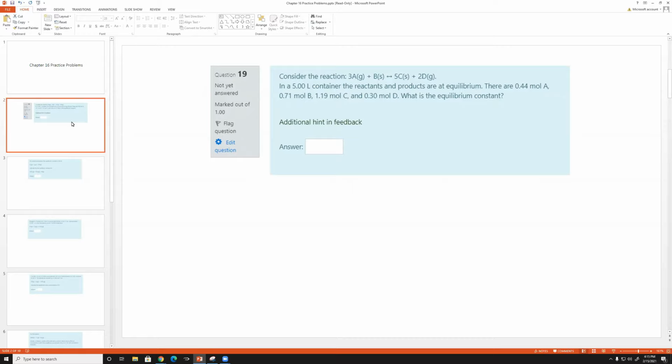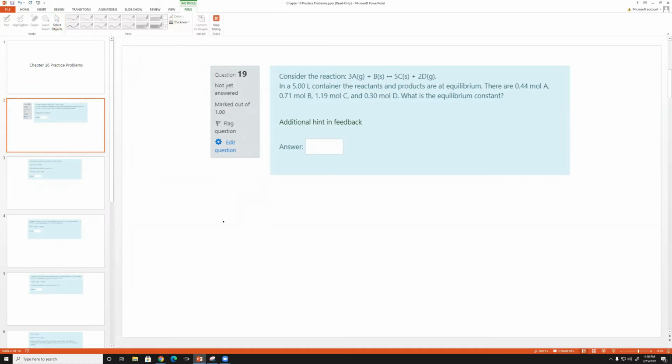Here we have, consider the reaction of 3A plus B yields C or 5C plus 2D. In a 5-liter container, the reactants and products are at equilibrium. There are that many moles of all of the different reactants and products. What is the equilibrium constant? I'm going to be pretty brief in this video. I'm not going to calculate all the final answers, but just tell you how to do it.